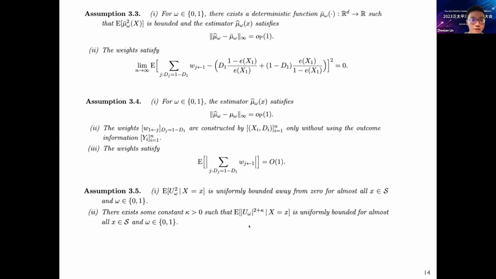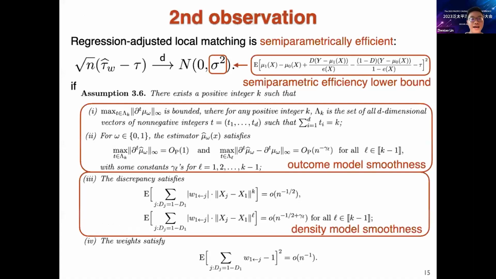And then we'll have further moment conditions, which are very natural. And there are two very important assumptions for the semi-parametric efficiency. We'll call the first two parts the outcome model smoothness, and the third part the density model smoothness.